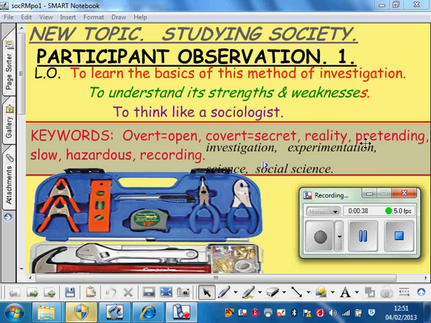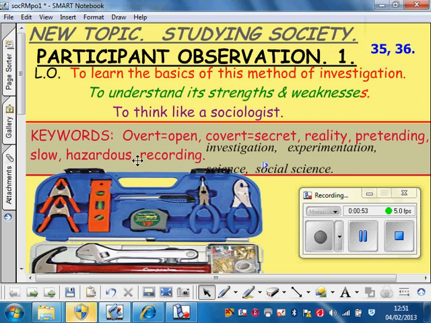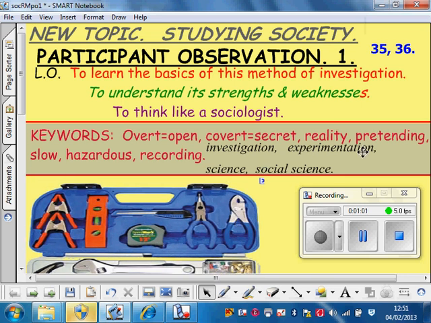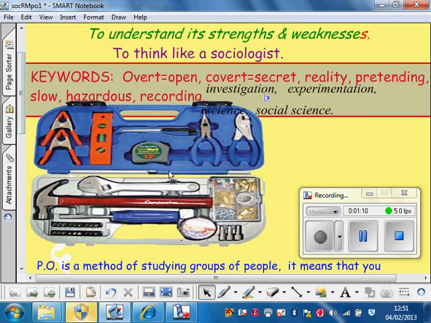In the book, we're on page 35, 36 and 37. Just put it on there for you. Okay, overt means open, covert means secret, reality, pretending, slow, hazardous means dangerous, and investigation, experimentation, science and social science. They're a bit different. We'll talk about these in more detail in class. But let's crack on, shall we?